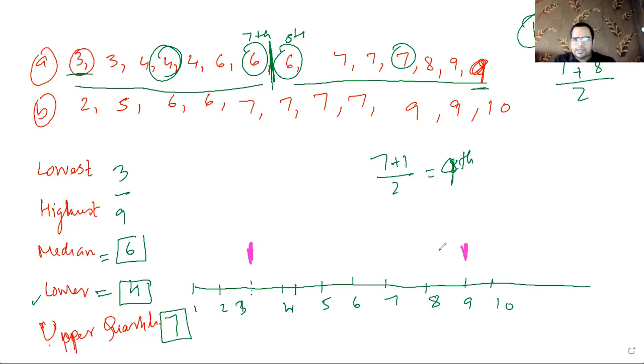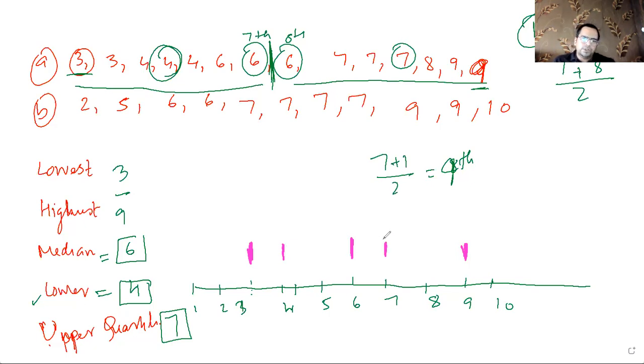Now, after this, the median is 6. So that's the median. The lowest value is 3. The lower quartile is 4. And the upper quartile is 7. So the upper quartile is 7.